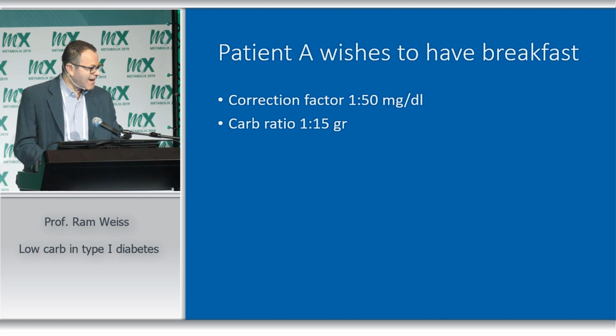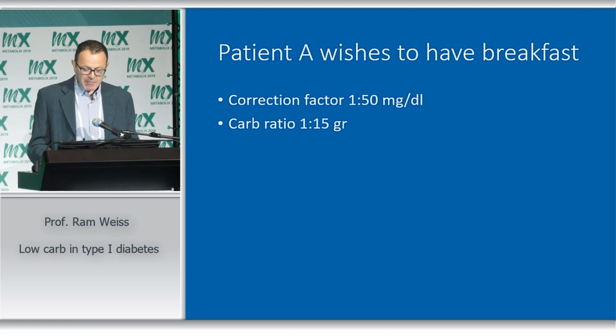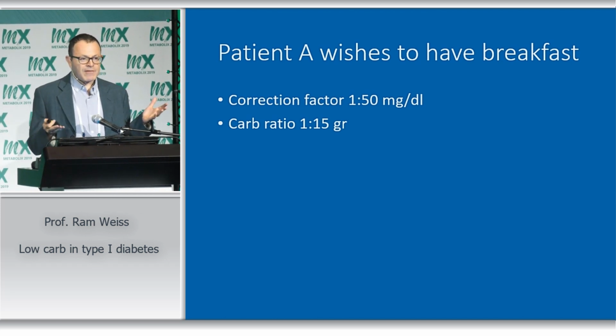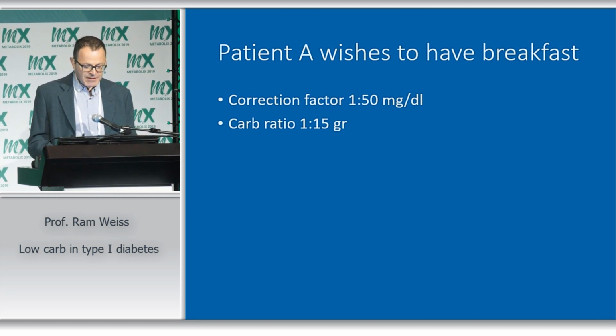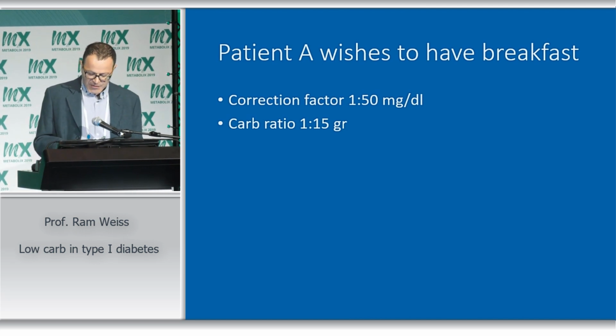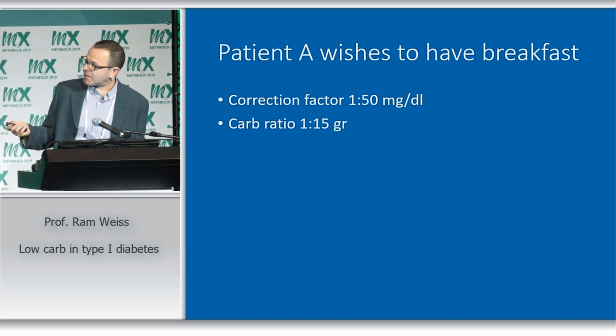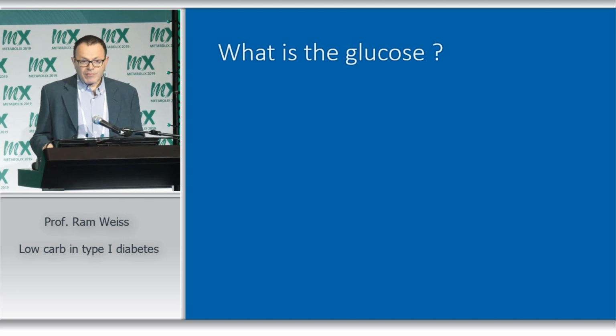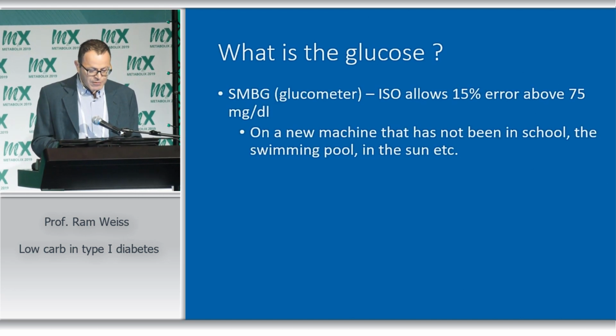A little bit about the life of a patient with type 1 diabetes. For those not familiar, our patients have what's called a correction factor, which is how much 1 unit of insulin drops their sugar down. And they have a carb ratio, how much insulin they give for every amount of carb that they take. This is a typical example. This is patient A, who wishes to have breakfast, and patient A has a correction factor of 1 to 50 and a carb ratio of 1 to 15. So what is the glucose? If you want to correct the glucose, you have to know the glucose.